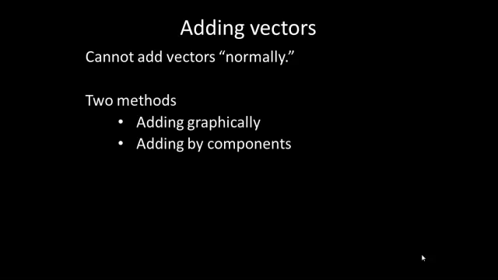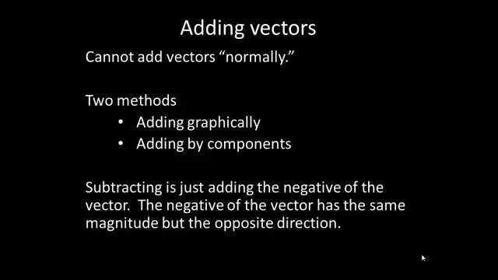So now we're going to consider how to add vectors. Vectors cannot be added normally. I can't take 3 plus 5 and get 8 every single time. I've got to consider what direction those vectors are going. There are 2 methods to add vectors: adding graphically and adding by components. Subtracting is just adding the negative of the vector. The negative of the vector has the same magnitude, but the opposite direction.